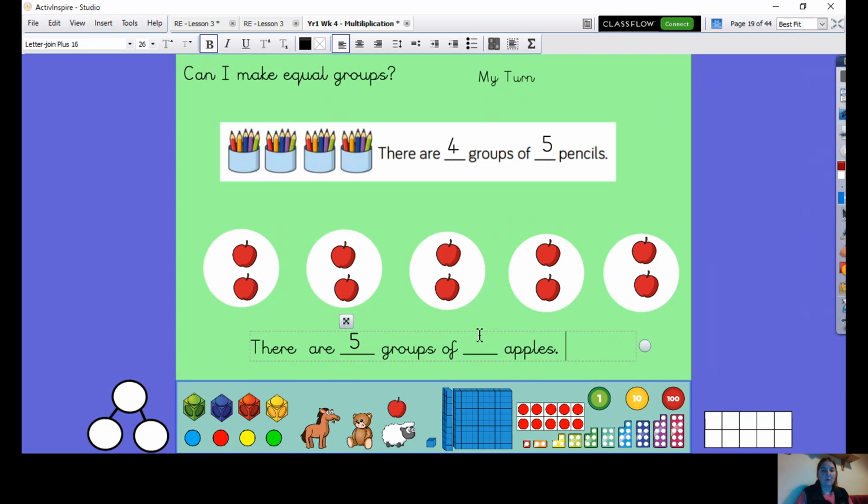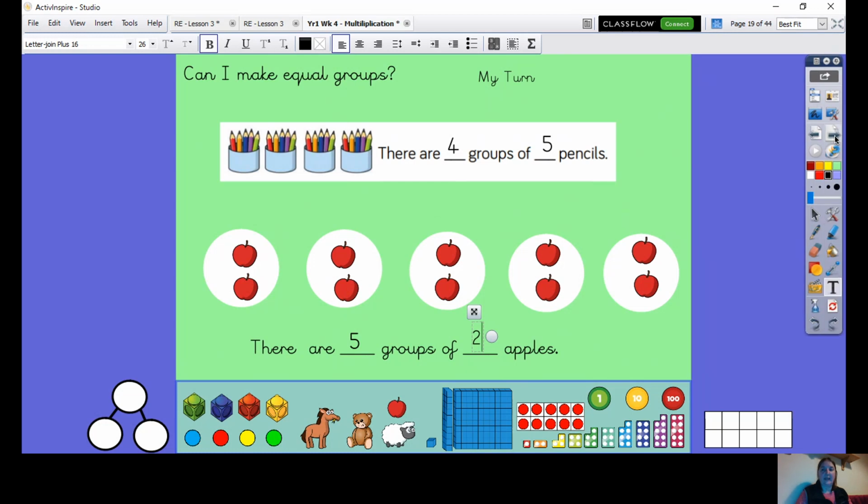At this stage, I'm not worrying about how many in total. I'm not thinking about total. I'm just thinking about how many groups and how many objects are in each group.